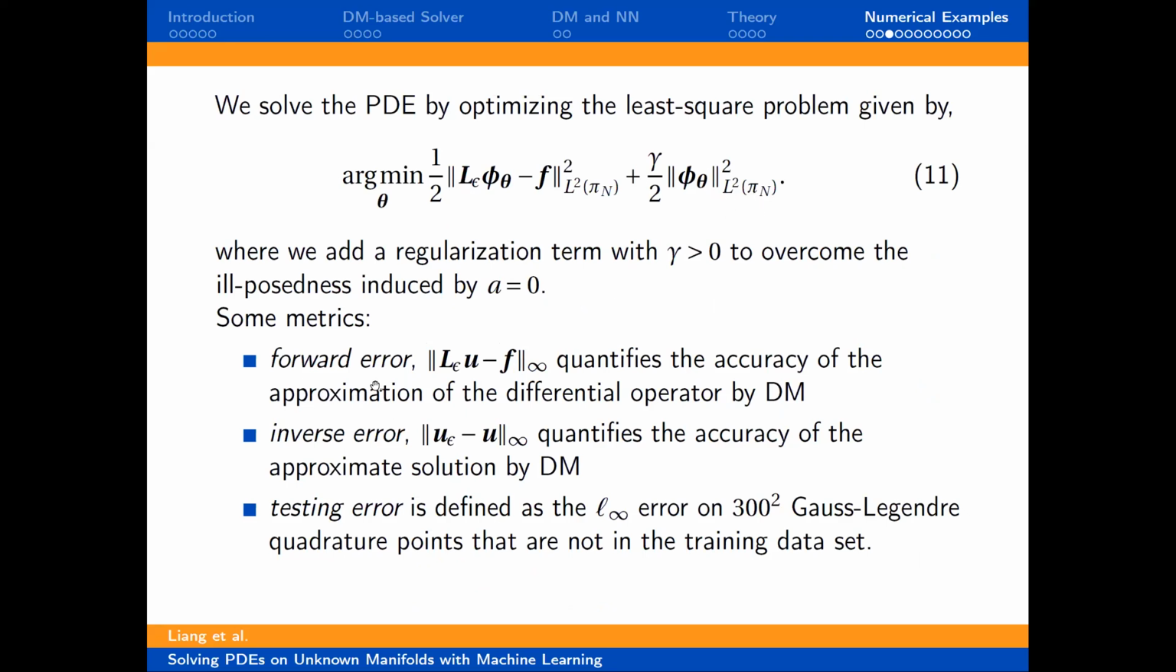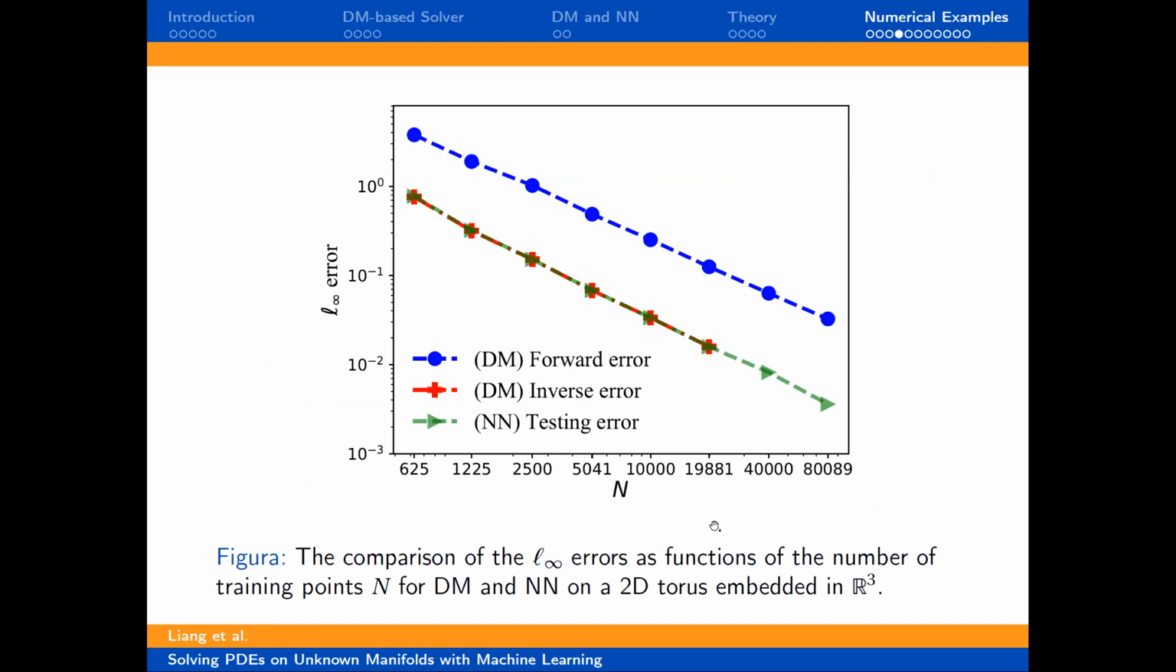Now we define some errors here. The first one is the forward error, to quantify the accuracy of the diffusion mapping discretization, and the inverse error quantifies the accuracy of the approximation by the diffusion mapping. Finally is the testing error, which is the error between the neural network and the true solution at 300 Gaussian quadrature points that are not in the training data set.